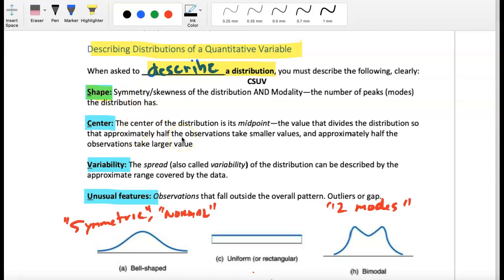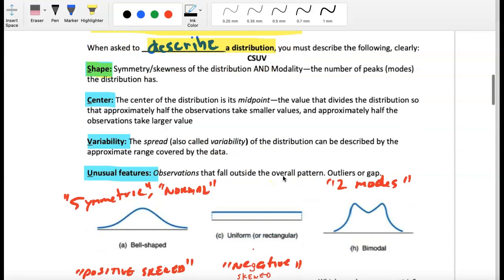So remember, distribution is how often the values come up. What are all the possible numbers and how often do they come up? So we have shape, center, variability, and unusual features. A way to remember that is just C, SUV. SUV is a car, C, SUV. Again, you'll come to your own way, but we care about the center, the shape, is there anything unusual, and the variability, which is called the spread. How different are the values?